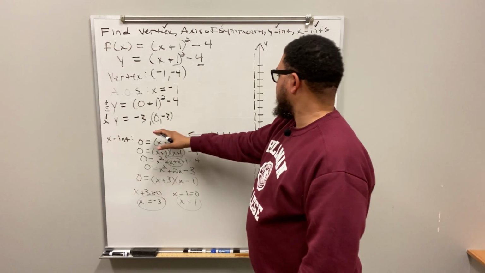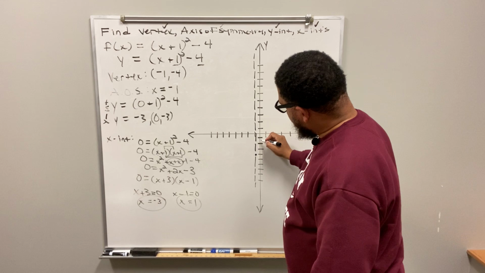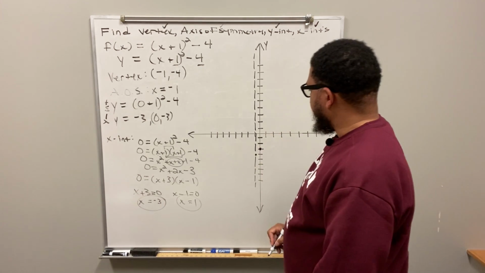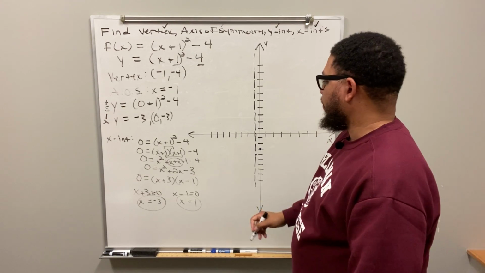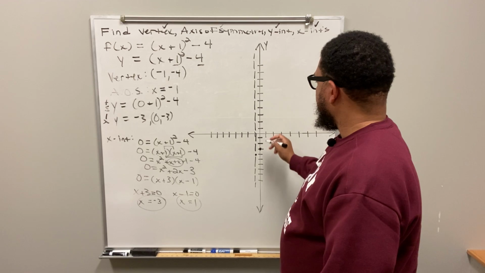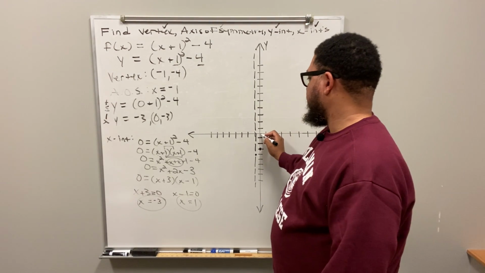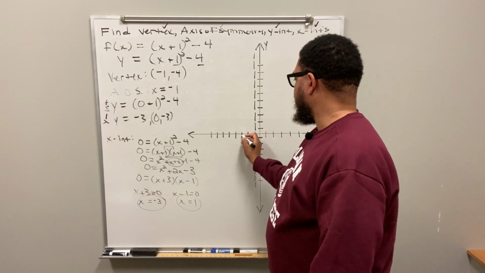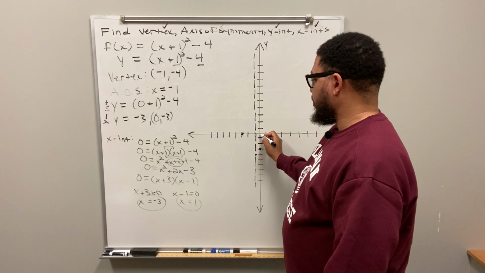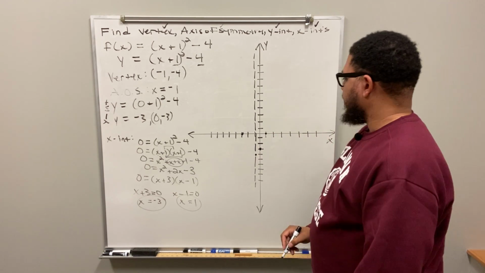Now, my y-intercept. Where's my y-intercept at? Negative 3. So I go to negative 1, negative 2, negative 3. Right there. And then where are my x-intercepts? Negative 3 and positive 1. So I go on the x-axis, not the y-axis, the x-axis. I go negative 1, negative 2, negative 3. Boom. That's one of them. And then over here from the origin to positive 1, boom. That's the other one.